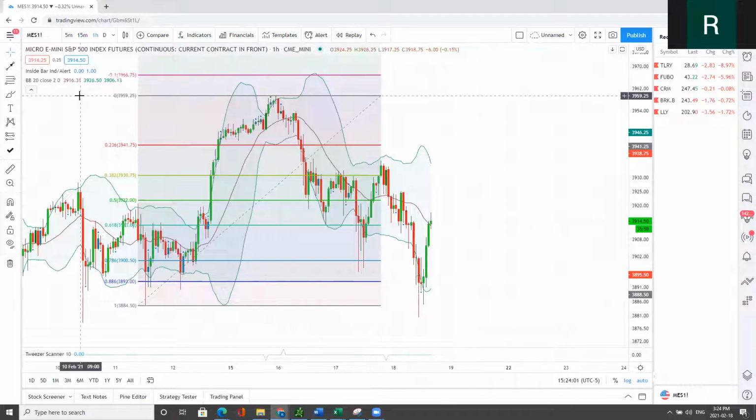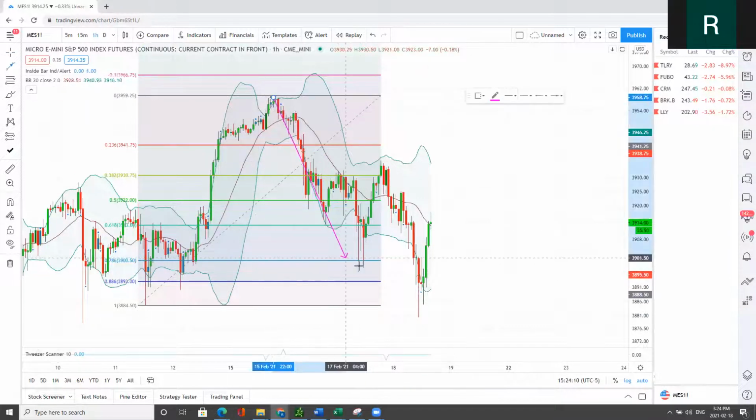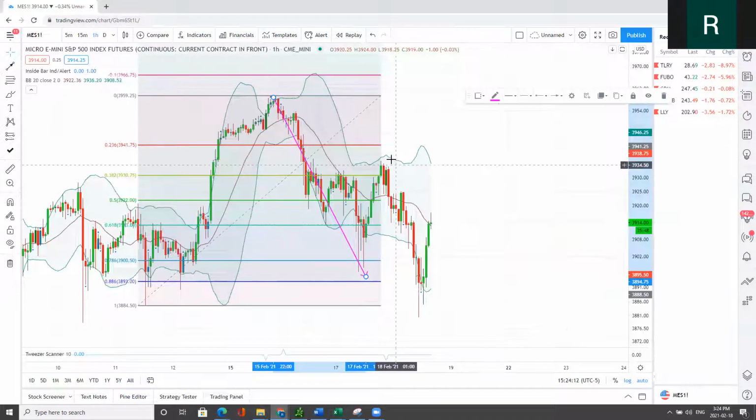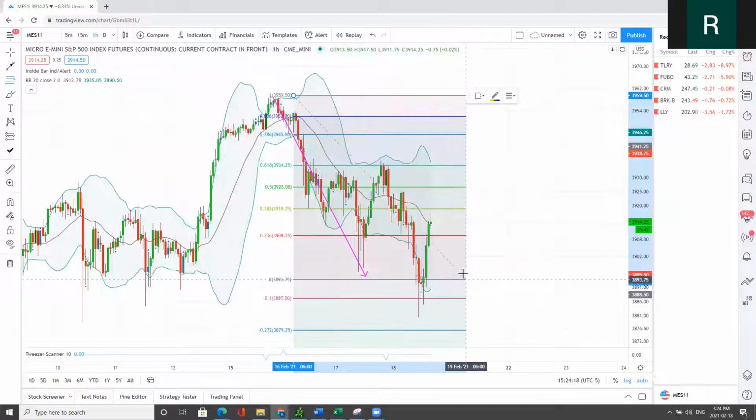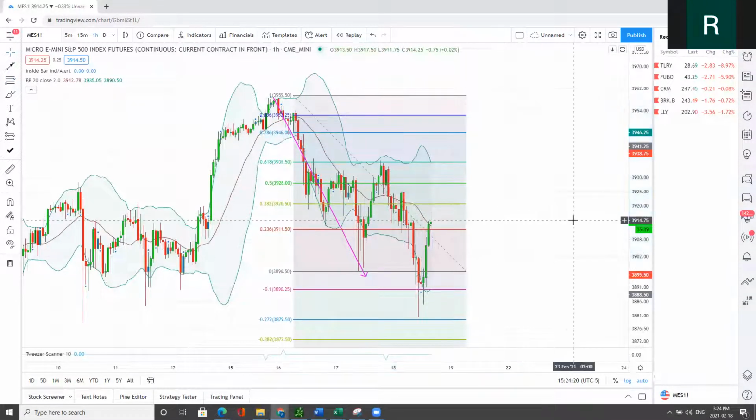So what about the opposing? People don't look at the opposing. We had a push up, but we had a push down. You guys see this push down? Here, let me draw it for you guys. So we had this push down, a very powerful push down as well. So why don't we get rid of this and let's draw the Fibonacci from the high to the low of the push down like that.